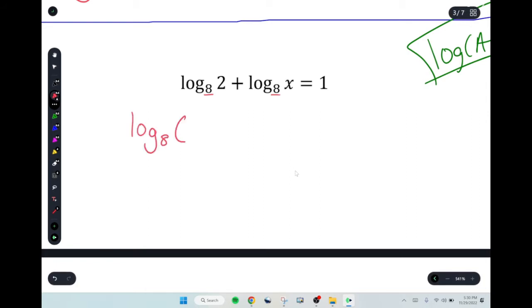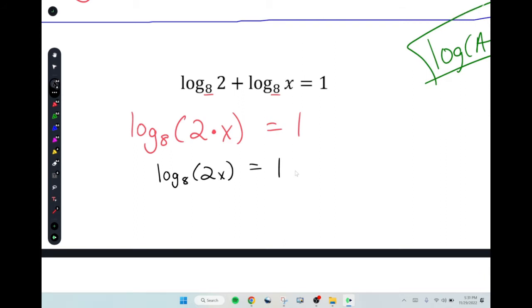Log base 8 of 2 times x equals 1. That's kind of like saying log base 8 of 2x equals 1. Can you do it like log 8 of 2 and then log 8 of x? No, those are two different things. Good question though.